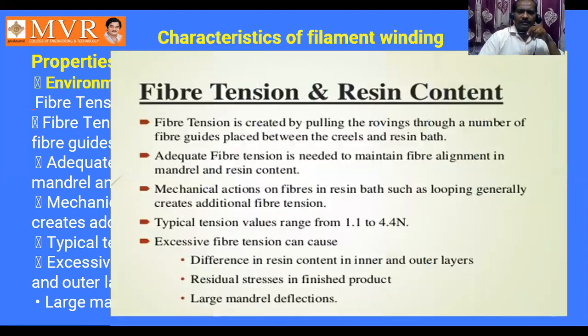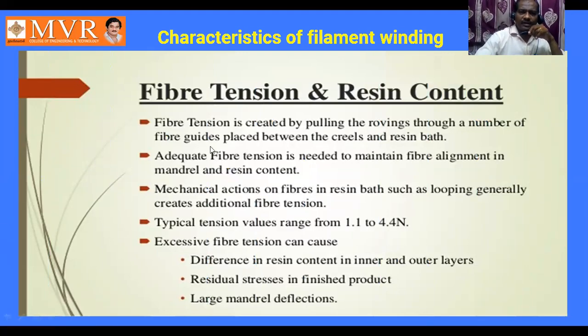Now we will go for that one. What are the characteristics of filament winding? These are the points that are similar to the process that we are going to adopt. That means the characteristics of filament winding have the following nature. Fiber tension is created by pulling the rovings through a number of fiber guides with creels and resin bath. Adequate fiber tension is needed to maintain fiber alignment on the mandrel and resin content. Mechanical actions on fibers in the resin bath, such as looping, generally create additional fiber tension. The range is 1.1 to 4.4. I have mentioned this already.